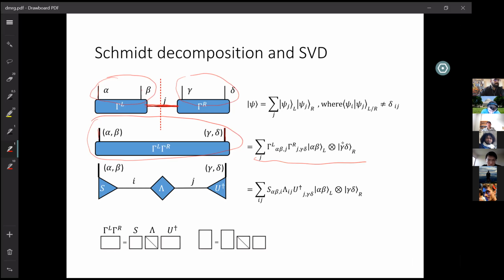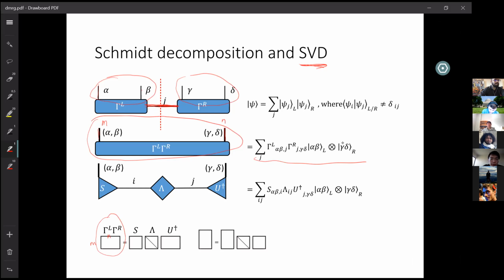All right. Now what we do is what in quantum mechanics is known as the Schmidt decomposition, and in the tensor network language it corresponds to a linear algebra operation called singular value decomposition. So let me remind you what the SVD does. You start with some tensor, a matrix, gamma L, gamma R. Let's assume the physical bond dimension here is M, and this bond is N. So this is an M by N matrix.